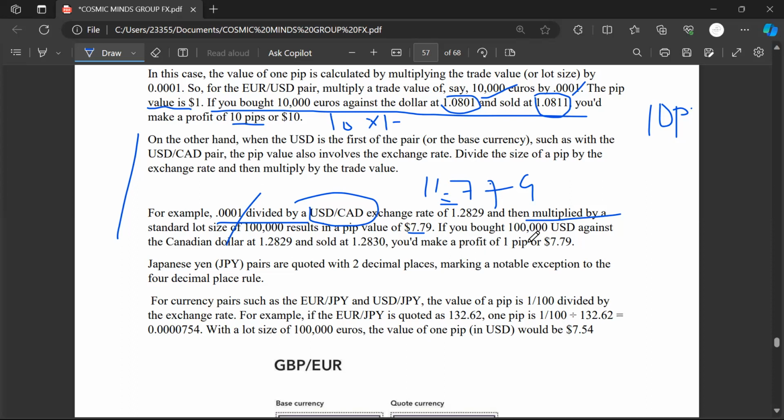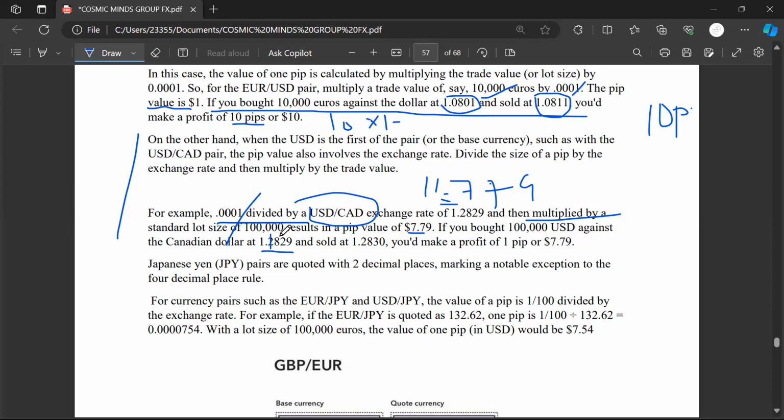So let's say you bought 100,000 USD against the Canadian dollar at this exchange rate, and sold at 1.2830. Let me take this again. Let's say you bought 100,000 USD against the Canadian dollar at this level and sold at this level. So it means that you are still in the buy. So if you bought at this level, how many decimal places do you realize?